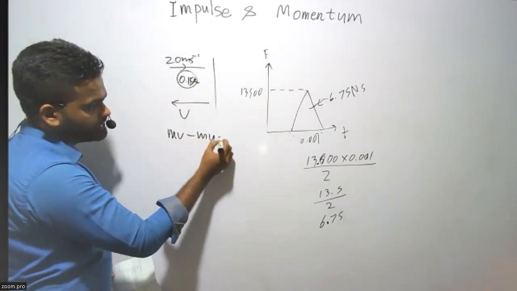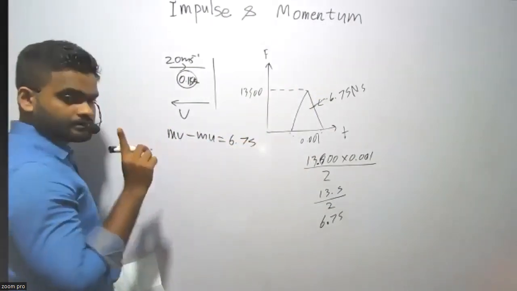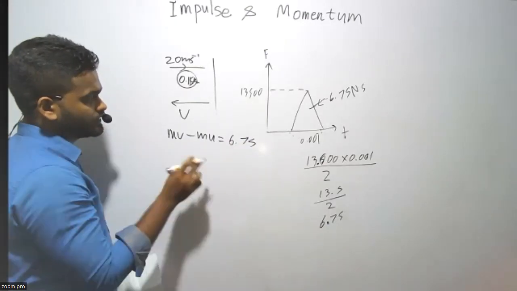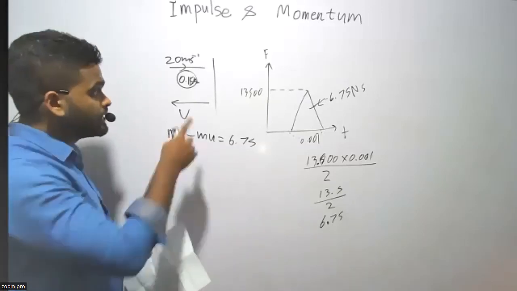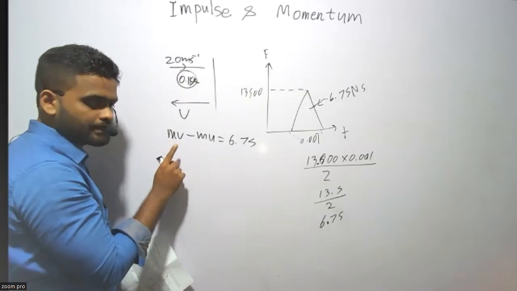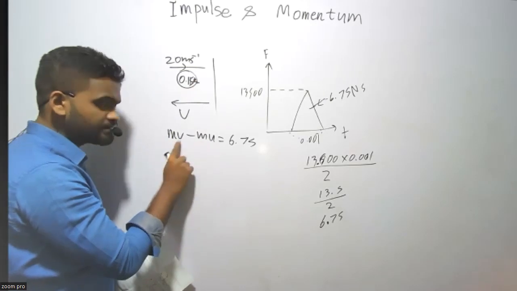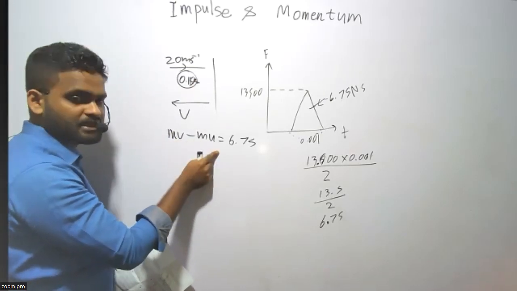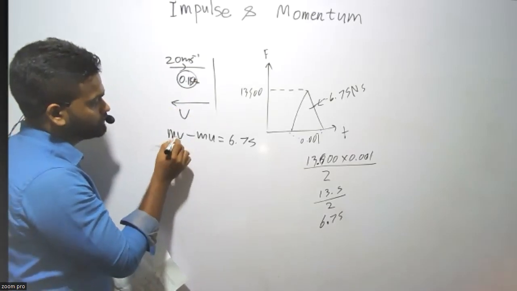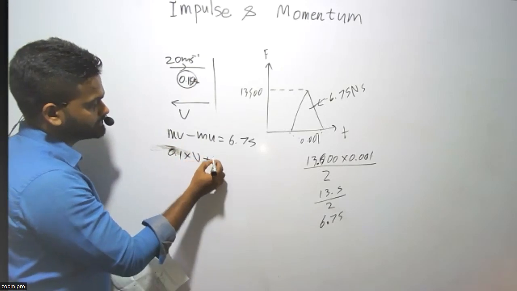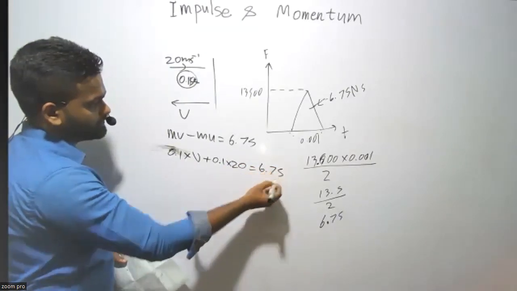Then think about this one. MV minus MU equals area. Area is 6.75. Now the directions are important, right? But you can actually do that at once, because this is bouncing off. We know that when you take the difference, these two add up, right? Minus minus adds up. So I'll just directly write that. So the mass is 0.1, velocity is v plus 0.1 times 20. So this is equal to 6.75.